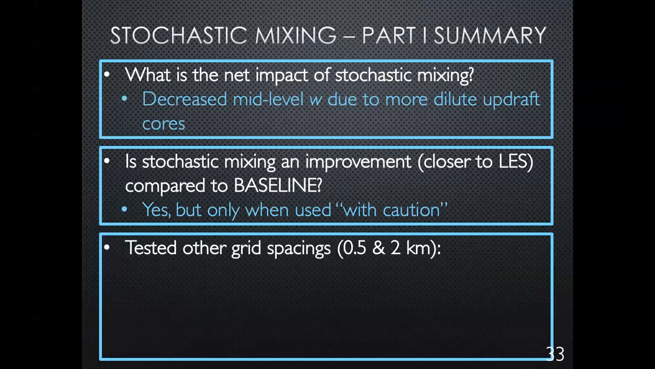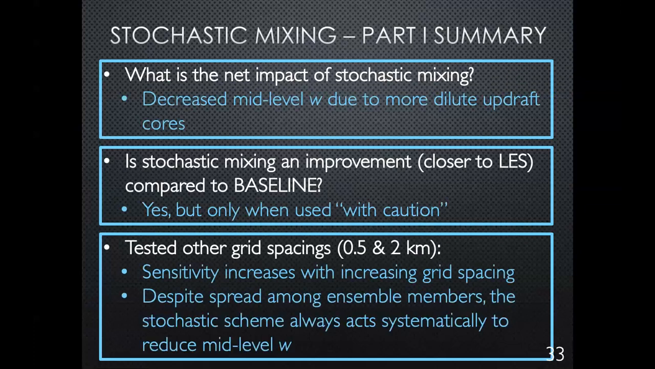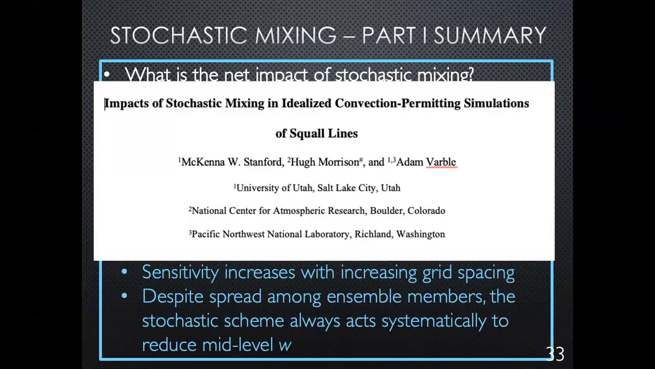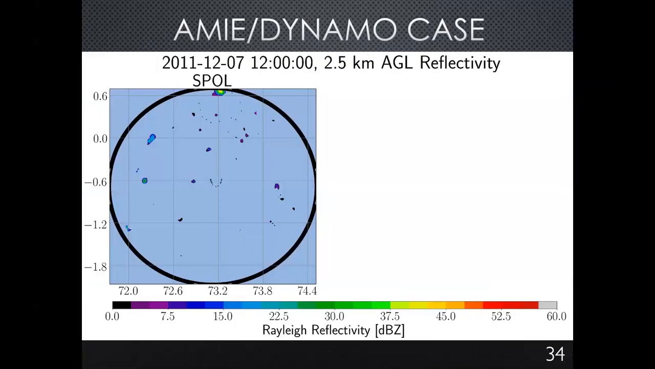And I will mention that we tested this on other grid spacings. All of the results I showed were at 1 kilometer, and we also tested them at 500 meters and 2 kilometers. We found that the sensitivity increases with increasing grid spacing, and that despite some spread among the ensemble members, the stochastic scheme always acted systematically to reduce mid-level vertical velocities. This work has been accepted pending revisions at Monthly Weather Review, so it should be out within the next couple of months.